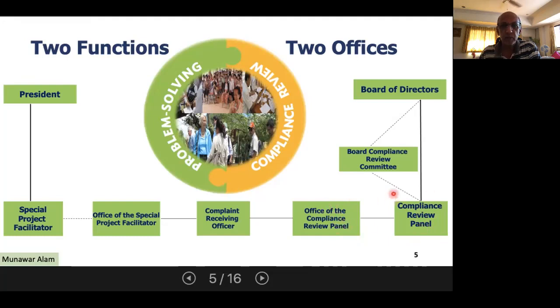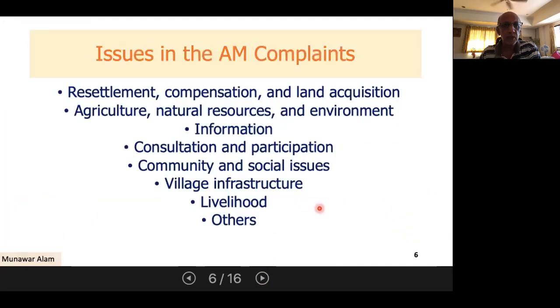This office reports directly to the ADB board of directors, and therefore it's completely independent even of the ADB president. So these are two offices, completely independent of ADB management. They work independently.